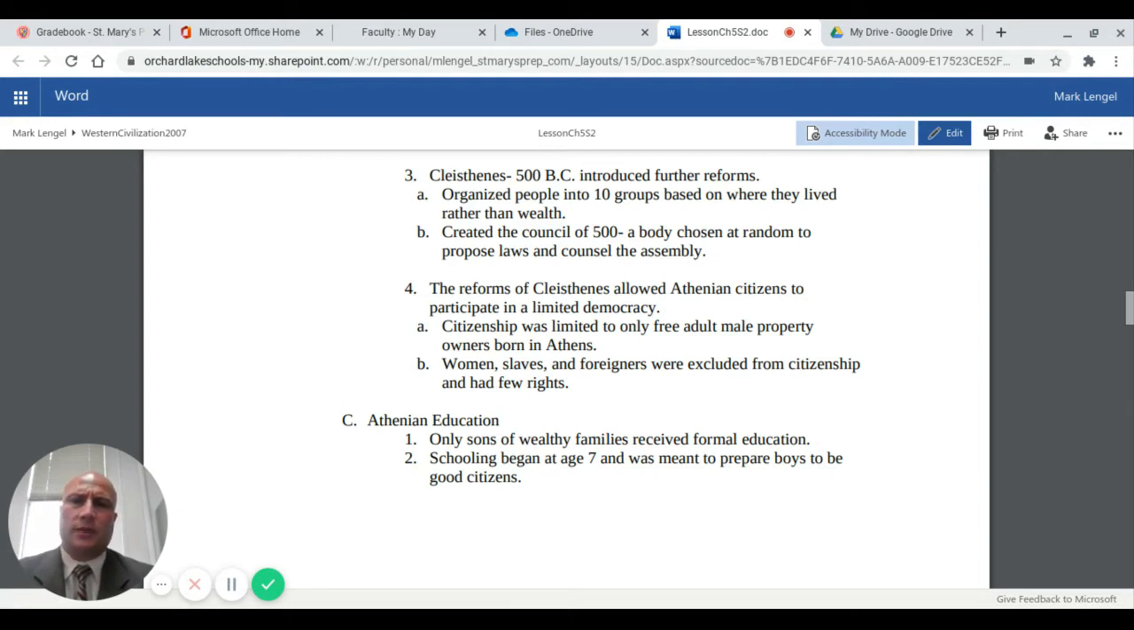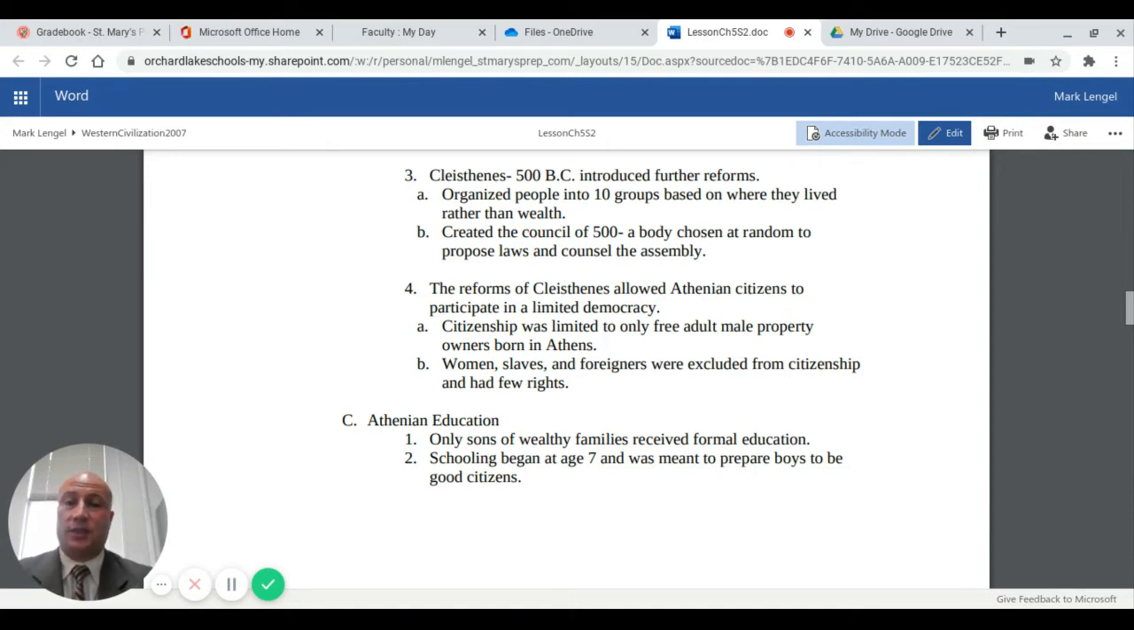He also created what's called the Council of the 500. It's a group or body of people chosen at random to propose laws and then counsel the assembly. The reforms of Cleisthenes allowed Athenian citizens to participate in a limited democracy. Citizenship was limited to only free adult male property owners that were born in Athens.